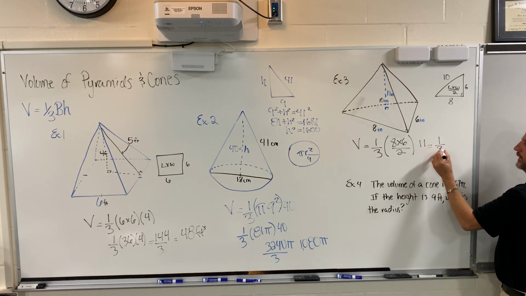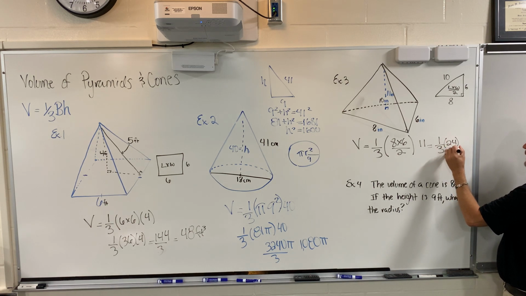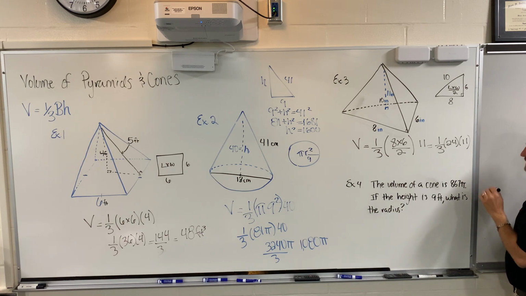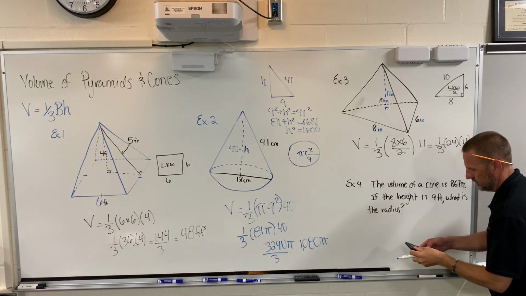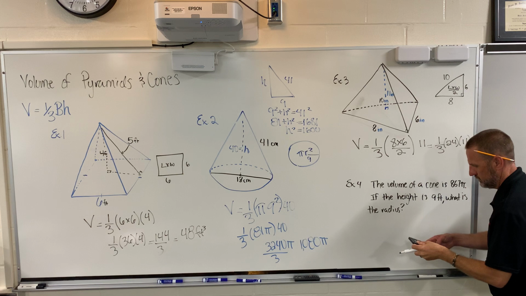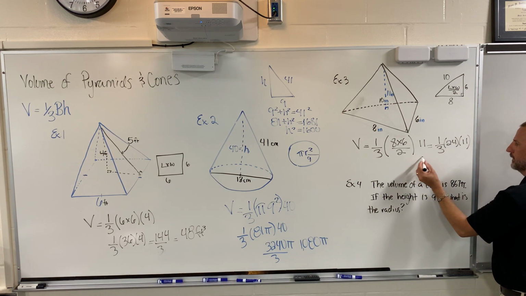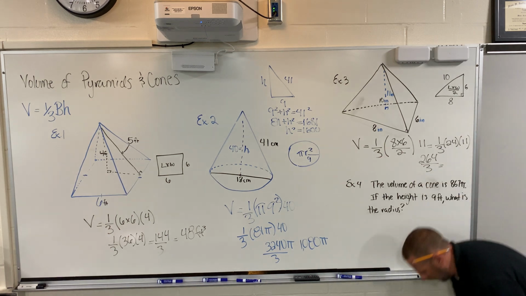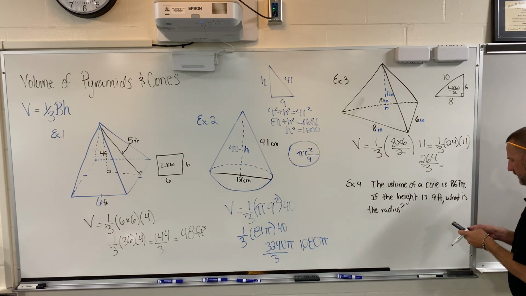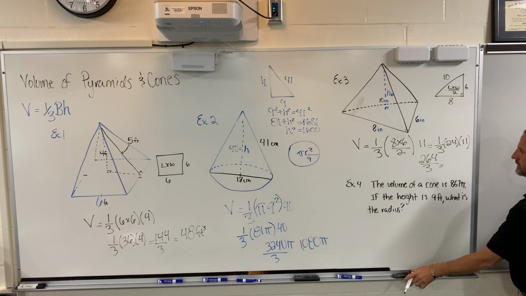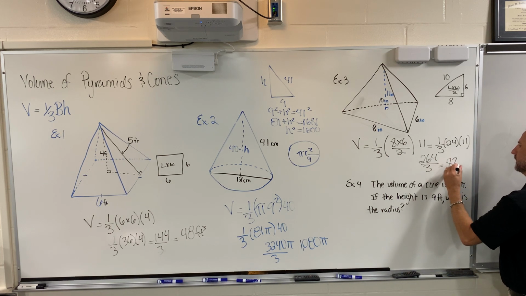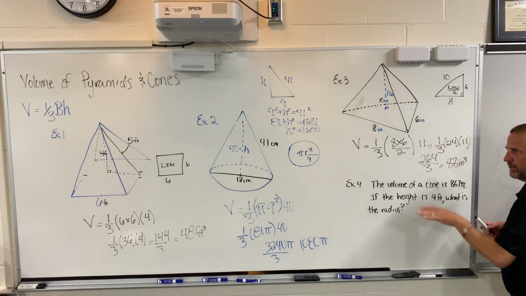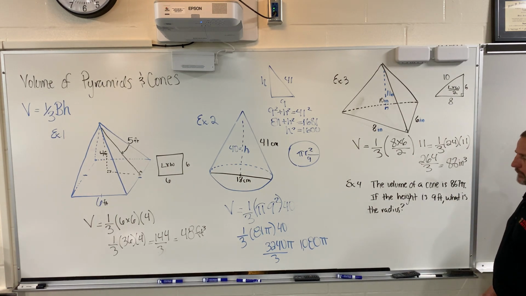So I've got 1/3, 24 times 11. Well, 24 times 11 is 264 over 3. When I work that out, I end up with an answer of 88 inches cubed. So as long as I take all these fractions in steps, it shouldn't be that big a deal.